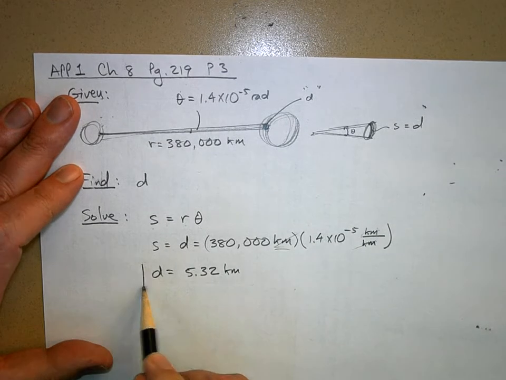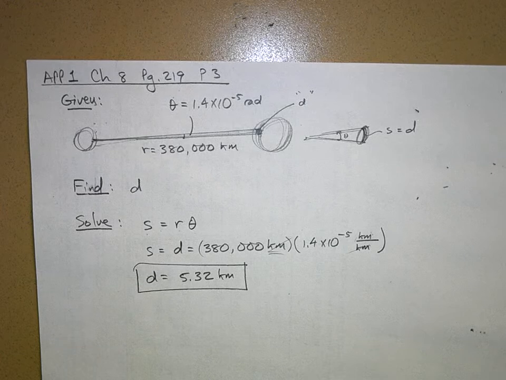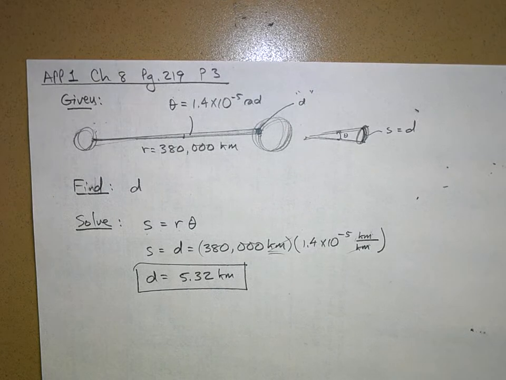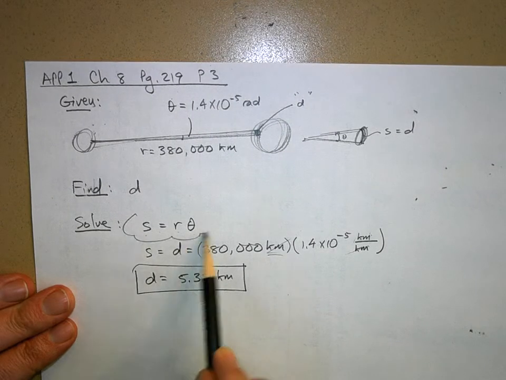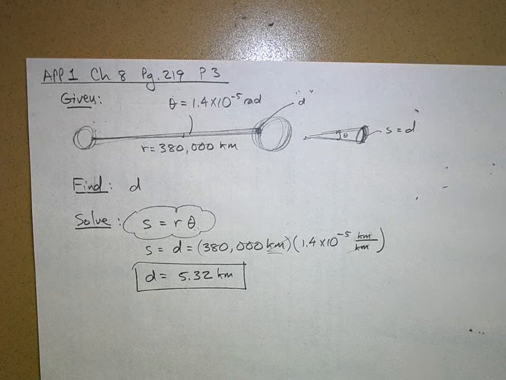All right. So it's that simple. It's a pretty easy problem if you knew what to do. But this is the basic equation you should know. And you should know that this has to be in radians, so make a note of that. Any questions? Okay, that is all.